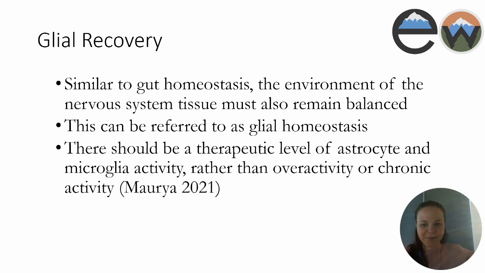Okay, so glial recovery, the way that we talked about astrocyte and microglia maintenance, is similar to gut homeostasis. So the environment of the nervous system tissue must also remain balanced. All of those different neuroimmune modulators, the astrocytes and the microglia, have to remain balanced to be able to function appropriately and keep the tissue healthy. This is referred to as glial homeostasis.